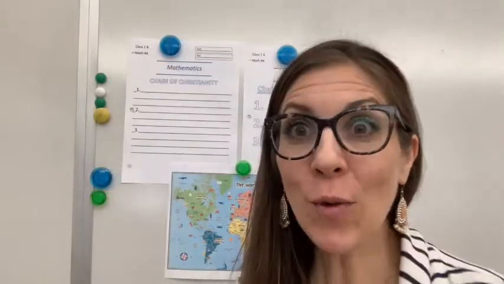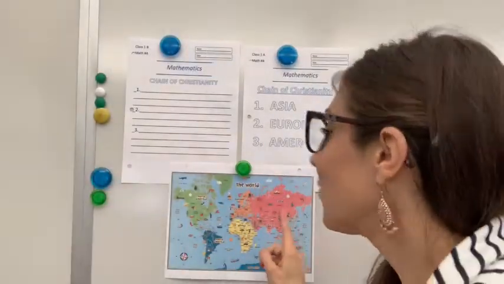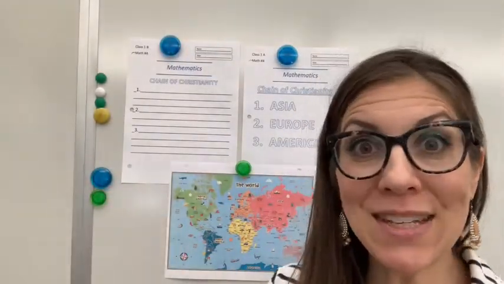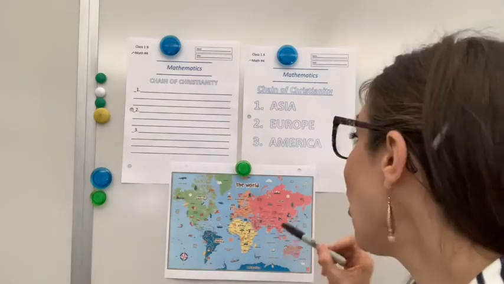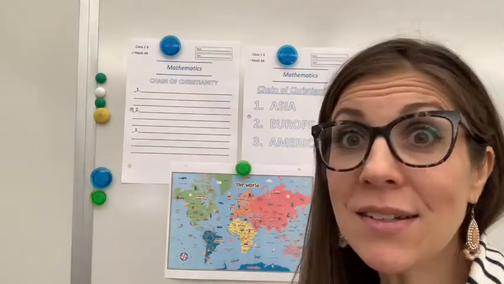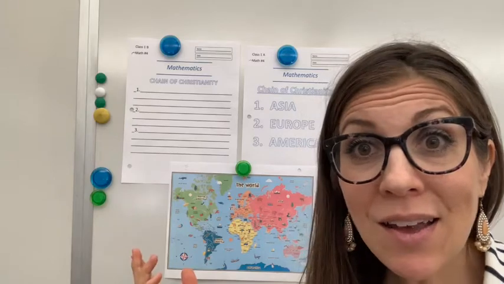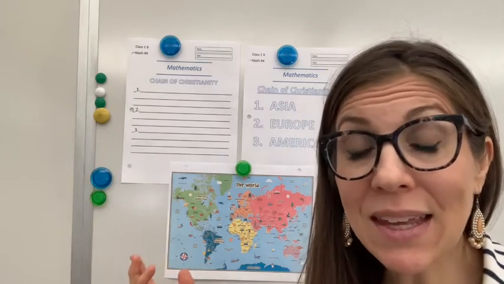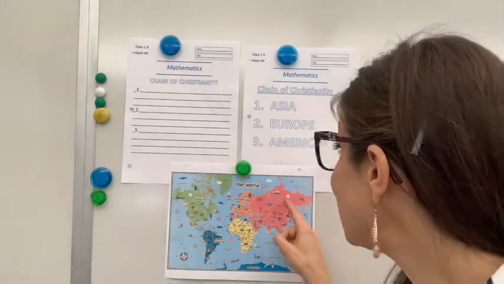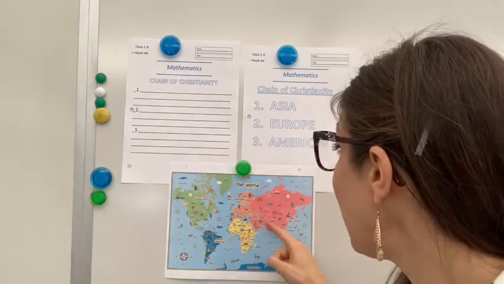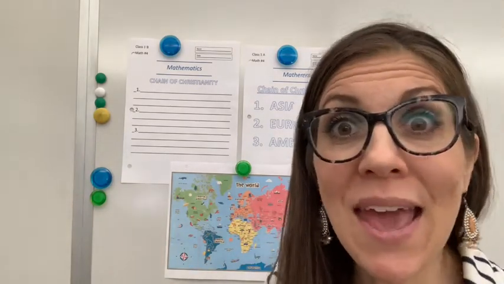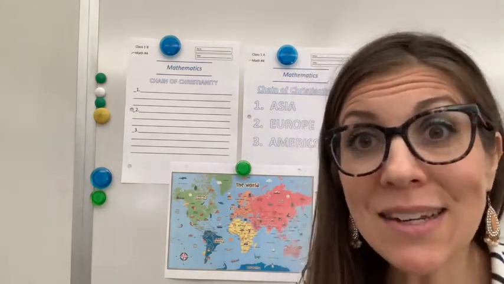Okay, so the chain of Christianity, right? So it started at the very beginning. Did you know that it was in Asia? You see the pink area? Say it with me, Asia. That's the continent of Asia.